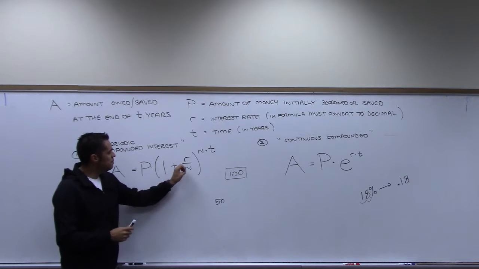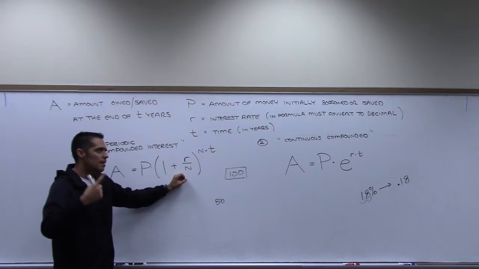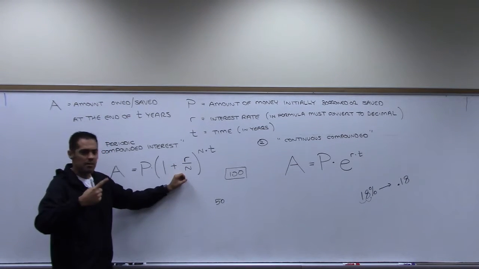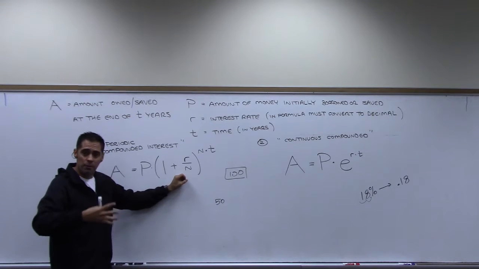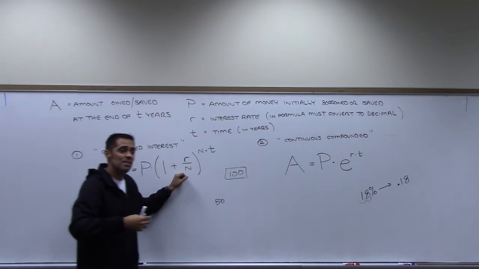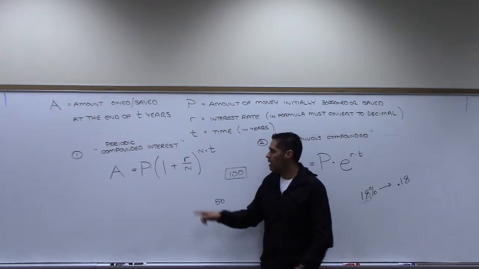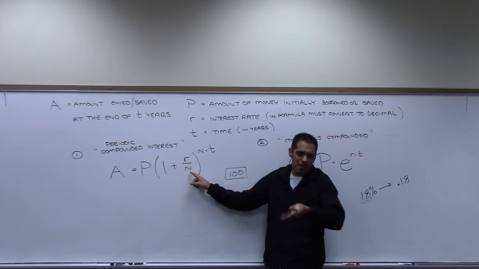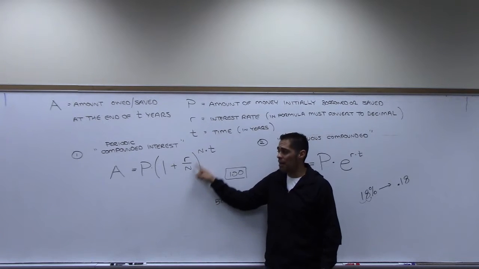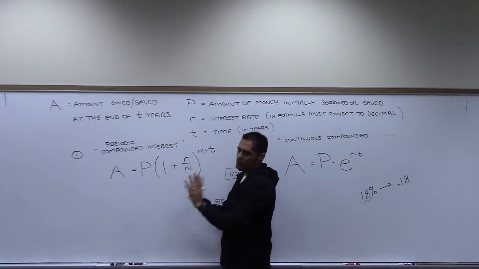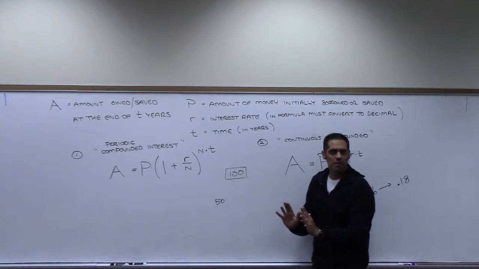So as N gets bigger, I started out at annually, once a year, then I went to 2, then to 4, then we went to 12. Another thing they could do is compound your interest daily, which would be that N is 365. That's even bigger, right? And you would think, well, it's going to make this huge. It's actually not going to make it huge.